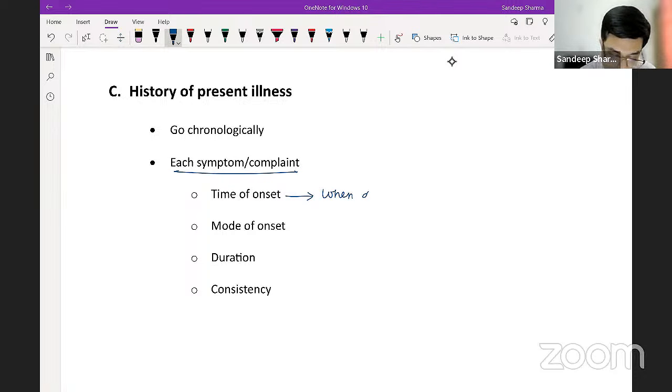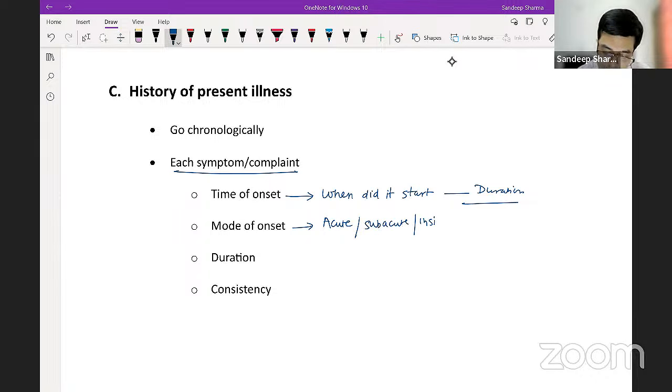So when did it start? You will mention the exact duration of the illness in the patient, right? Second thing, in history of present illness, you will ask about the mode of onset. Mode of onset means whether it was an acute illness, an acute episode, whether it is subacute, whether it is insidious in nature, slowly increasing, or it is chronic.